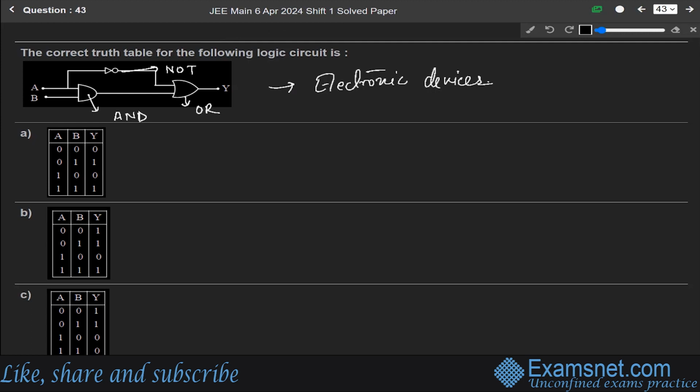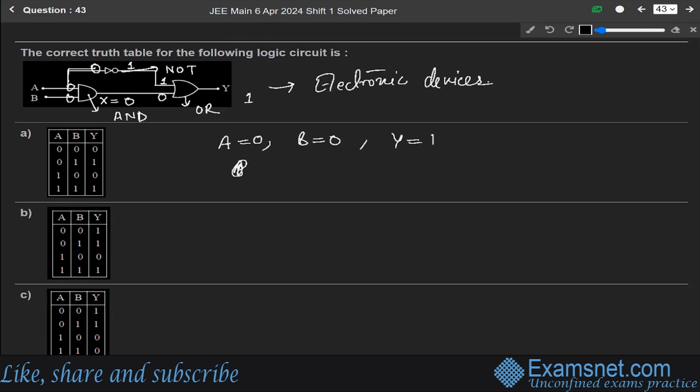For output Y, if this is an AND gate, let us say we put A equal to 0 and B equal to 0. Here let us say this is X, so X will become 0 dot 0, which is 0. If A is 0 and this is a NOT gate, it will become 1. So here we get 1 and 0, and this is an OR gate, so for the OR gate we get Y as 1. So for A 0 and B 0 we get Y output as 1.